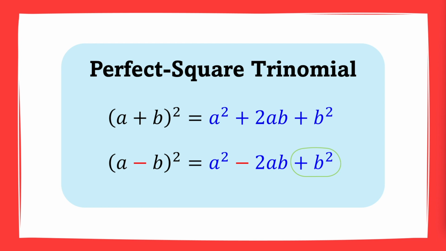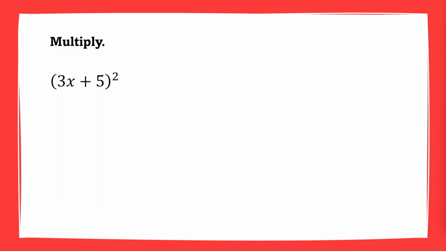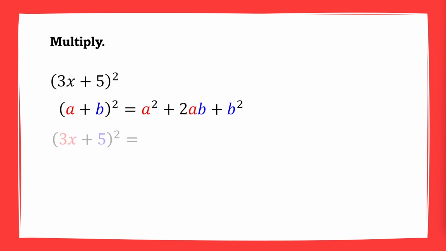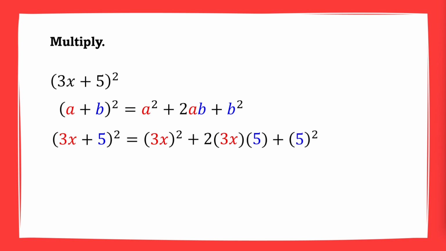Using these perfect square trinomials can save you time when expanding expressions once you become familiar with the process. Let's use the perfect square trinomial to find the square of this binomial. Remember that squaring the sum of a and b results in a squared plus 2ab plus b squared. In this problem, a is 3x and b is 5. Square 3x and multiply 2, 3x, and 5 and add 5 squared. Simplifying, we get 9x squared plus 30x plus 25, which is in its simplest form.